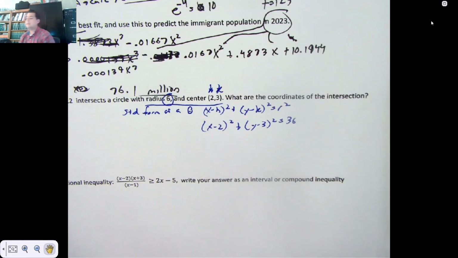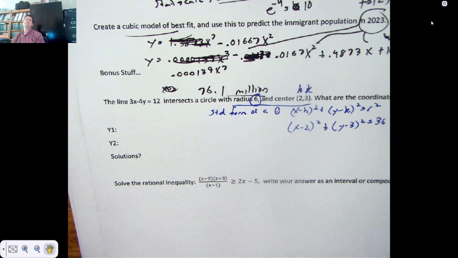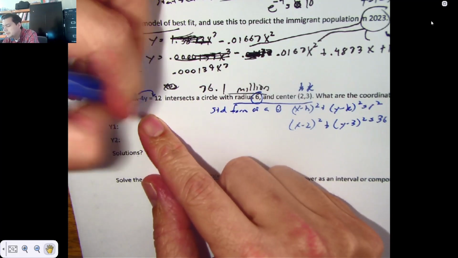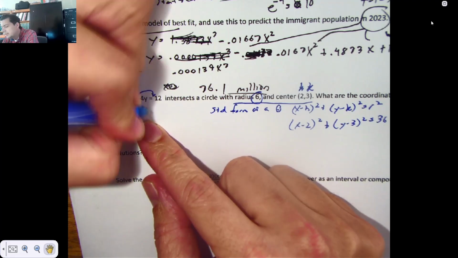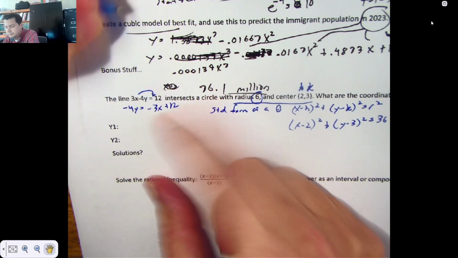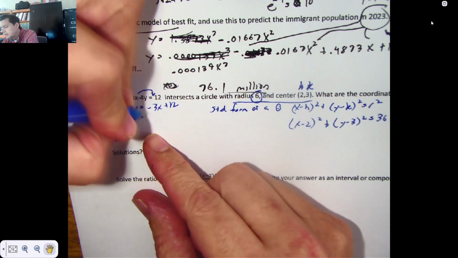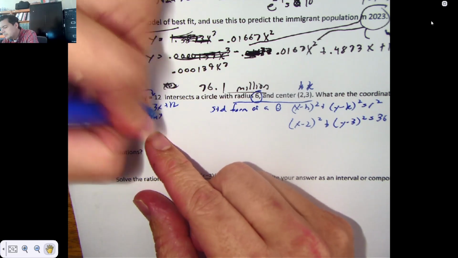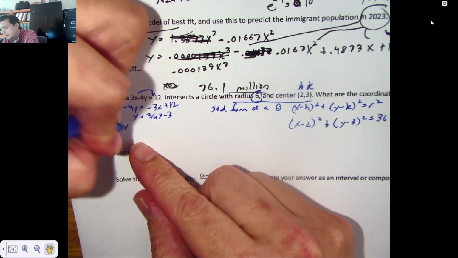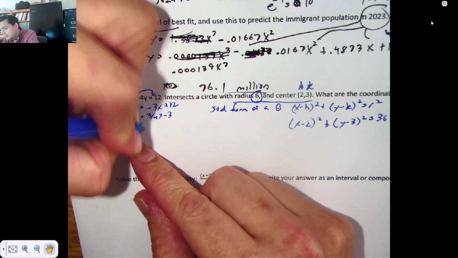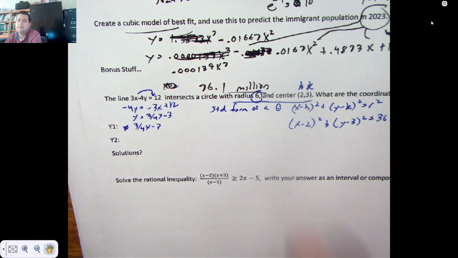All right, so now I actually have two equations. Now what I have to do is solve them to get them in the y equals form. Now this one's pretty easy. Negative 4y is negative 3x plus 12. Divide out the negative 4. Y is 3/4 x minus 3. And I'm going to put that right there. 3/4 x minus 3. That one was easy.